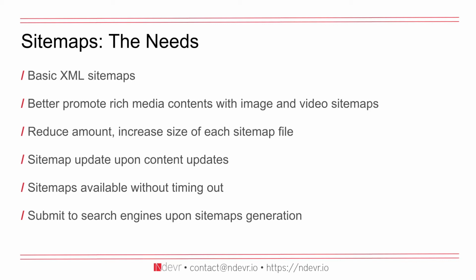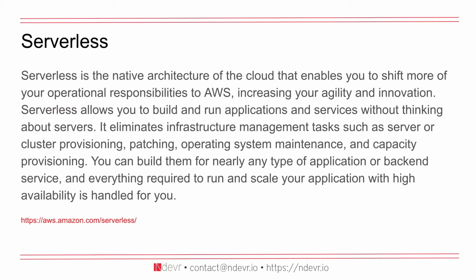To do this, we realized that we don't have to do everything in the WordPress LAMP stack. So we tried to look outside of the box, and that's where we tested out serverless. So what is serverless? Serverless is the native architecture of the cloud that enables you to shift more of your operational responsibilities to AWS, increasing your agility and innovation. You can read this, so I don't really have to read it for you.